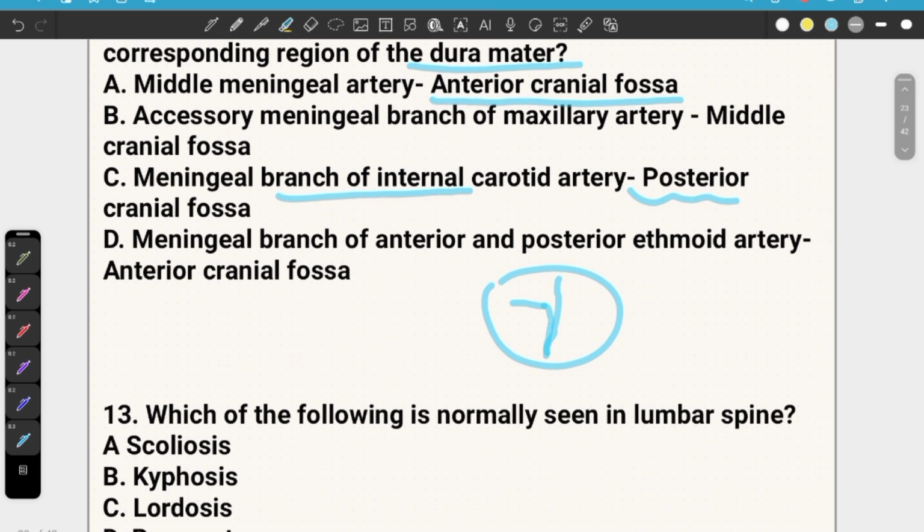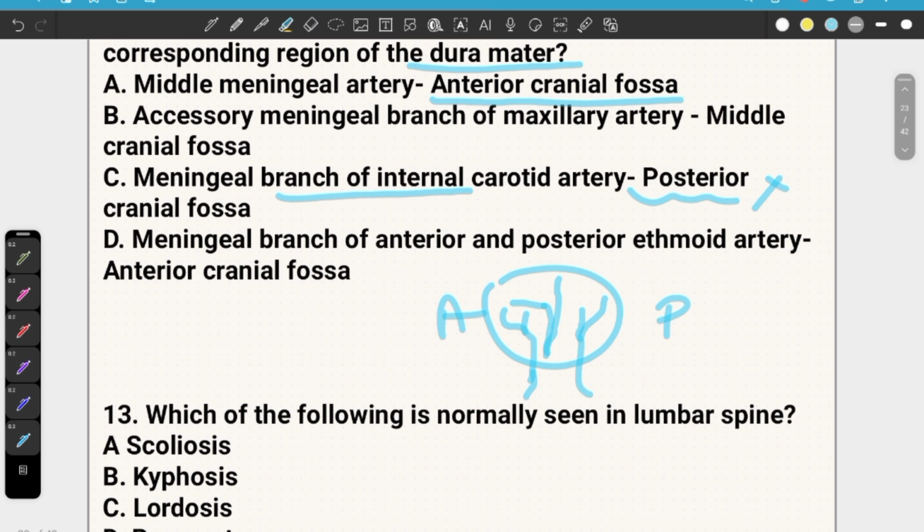Actually, the internal carotid artery comes from the anterior. This is anterior, this is posterior. Let's think. It comes from the anterior, so it has to supply anterior or middle. It can't go to posterior. In the posterior, we have the vertebral arteries and others to supply the posterior cranial fossa. So this cannot be the option.